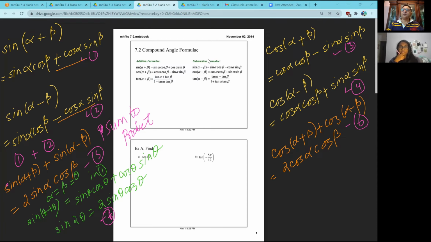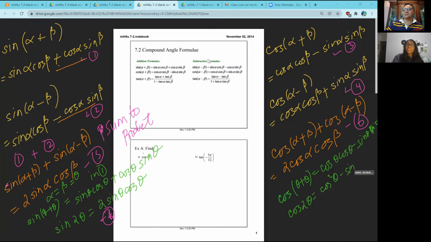Similarly, if I take cos alpha and cos beta as theta, what do I get? On this side, let me use a lighter color, it's cos of theta plus theta, which equals cos theta cos theta minus sine theta sine theta, correct? So that means cos 2 theta is basically equal to cos square theta minus sine square theta. You get the idea? Okay.